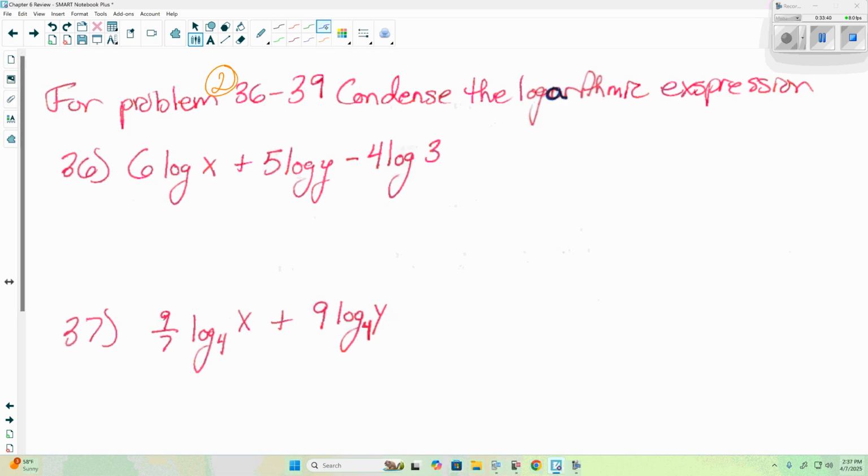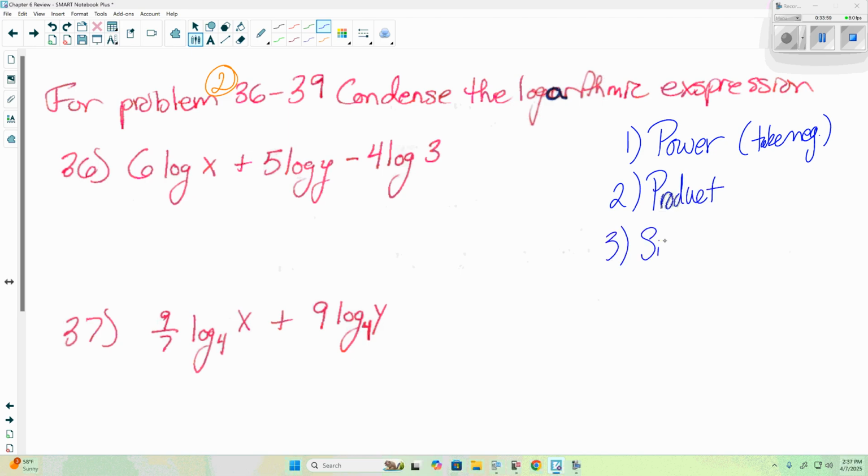Now, condensing has 3 steps. First one is power. We're going to take the negatives back up as exponents. Second, product. Third is to simplify. Simplify just means we can't have negative exponents, and if a number would simplify, simplify it. If we have a number to a power and it reduces or simplifies nicely, go on and simplify it.